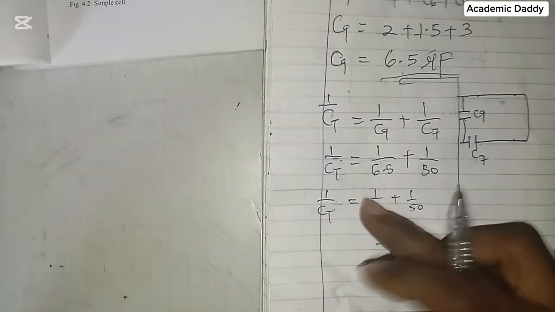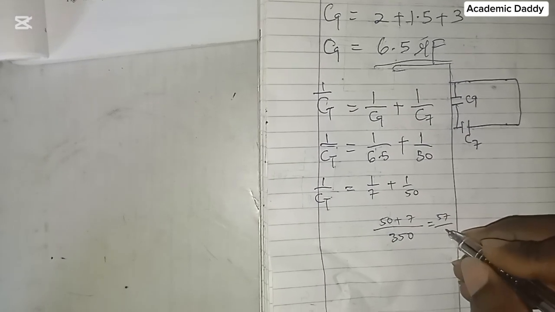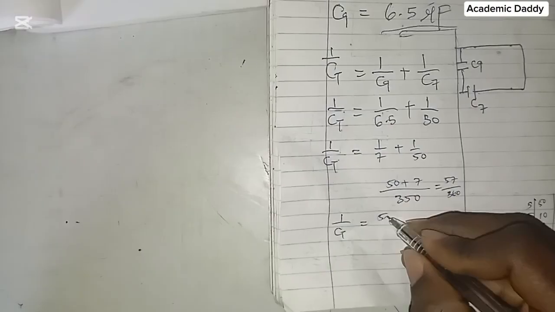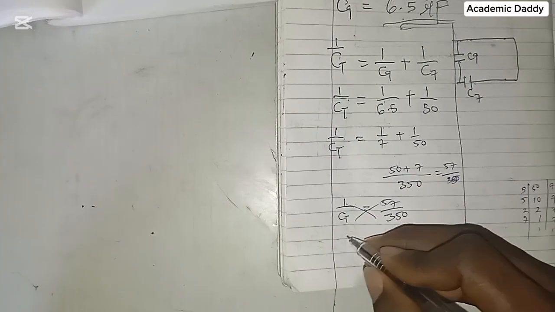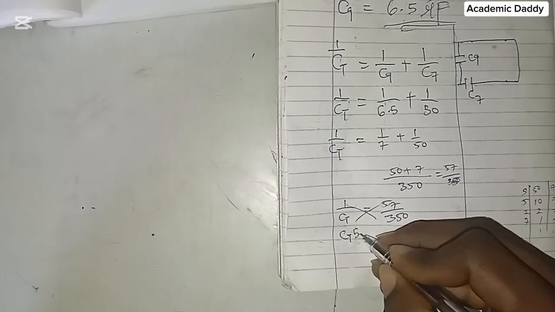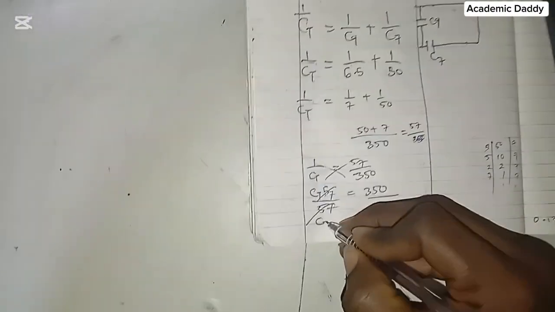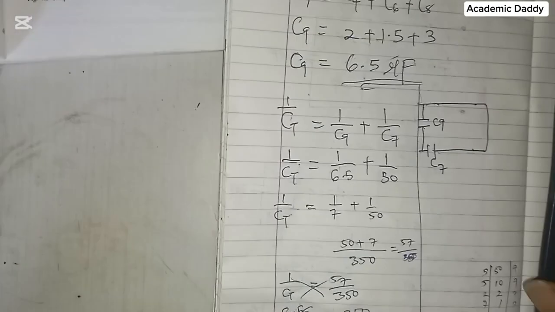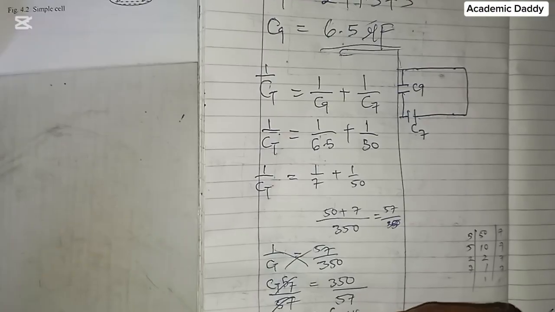So it will be 50 plus 7, which equals 57 over 350. So I have 1 over C total equals 57 over 350. Cross-multiplying, CT equals 350 divided by 57. So the total capacitance will simply be equal to 350 divided by 57, which is equal to 6.14 microfarad.